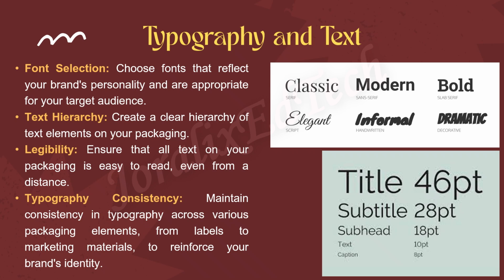Text hierarchy. Create a clear hierarchy of text elements on your packaging. Your product name or brand logo should be prominent, followed by essential product information such as ingredients or benefits. Legibility. Ensure that all text on your packaging is easy to read even from a distance. Font size, color contrast, and background color play pivotal roles in this regard. Typography consistency. Maintain consistency in typography across various packaging elements, from labels to marketing materials to reinforce your brand identity.